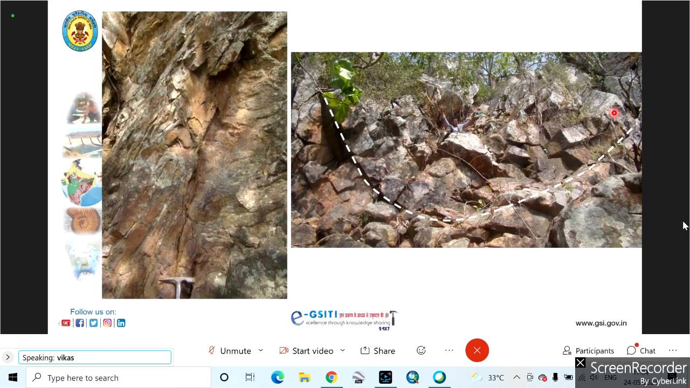So these types of folds are there. Further, you can notice this synform marked by a dotted line. You can notice my field partner is actually sitting in the core of that synform, raising both his hands. It's a large synform in the quartzite, and it's very well developed. Just below that, you can see where the quartzites are not that thick, they are intercalated with some shale. You can see tight overturned folds are also present here. In the left side photograph I'm showing you, tight overturned folds are also there. Next, please.